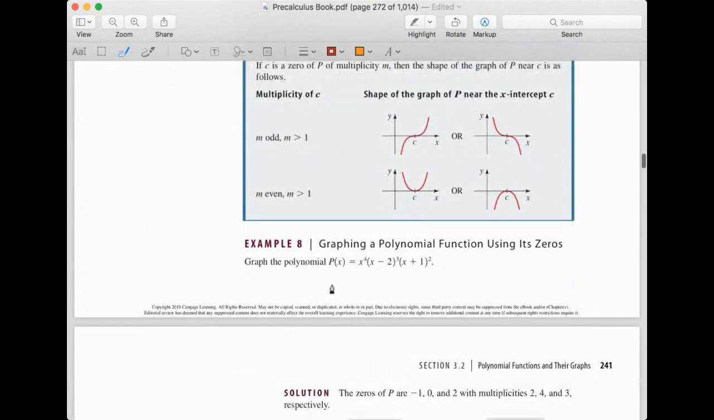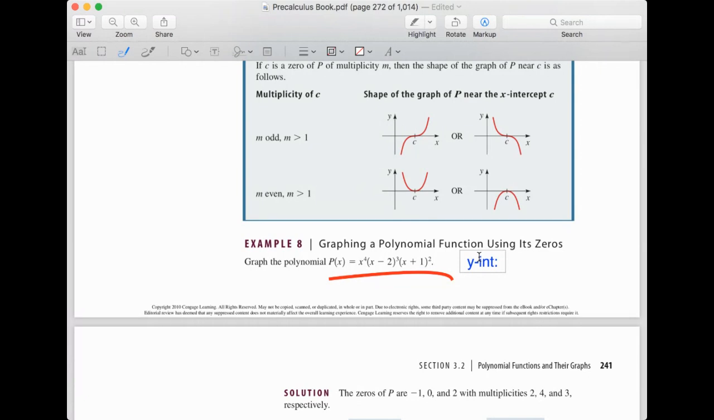All right, let's see this one. This one is already factored, right? So we have x raised by 4, x minus 2 raised by 3, x plus 1 squared. Let's try to find the y-intercept first. Always try to find the y-intercept first. So y-intercept.